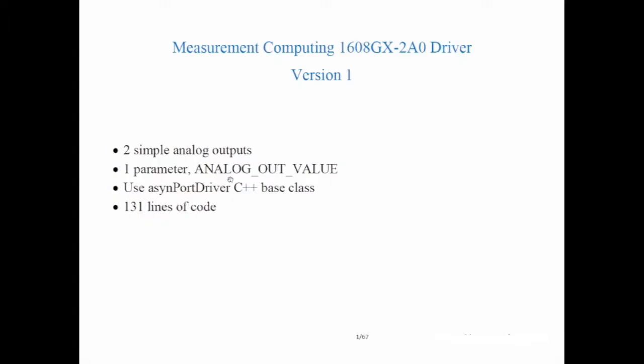Okay, we're going to start with version 1 of the driver, which is just going to have 2 analog outputs. It's going to have a single parameter, that drvInfo string we talked about this morning, which will be called analog out value. It's going to use the asynPortDriver base class, and this entire version of the driver is 131 lines of code. So it's pretty small.